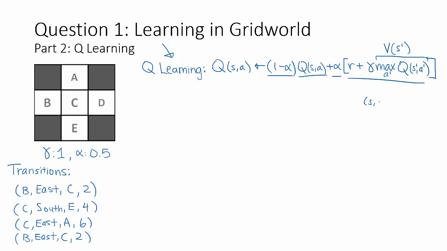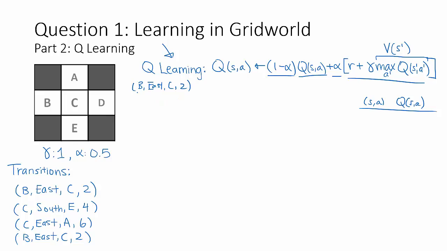Let's put the state action pair here and the Q value for that state action pair. And what we're going to say is that if a Q value is not present in this table, it's by default set to 0. And if it is present in this table, we'll just look up what the Q value is. So again, we process the transitions one by one in order. We'll start with the transition B, East, C, 2.